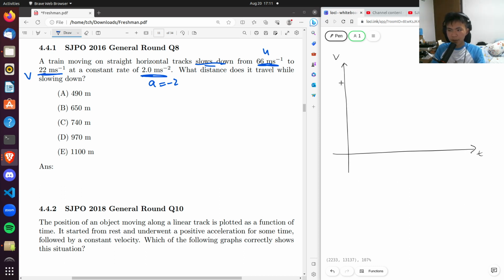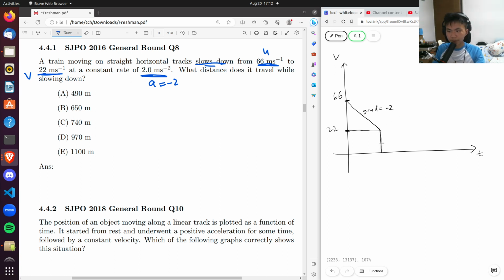the initial velocity is 66, and it slows down at a constant rate, meaning that the gradient of this velocity time graph is constant. It slows down until 22. So it slows down here until 22, and we know that the gradient is -2, right? So the gradient is -2.